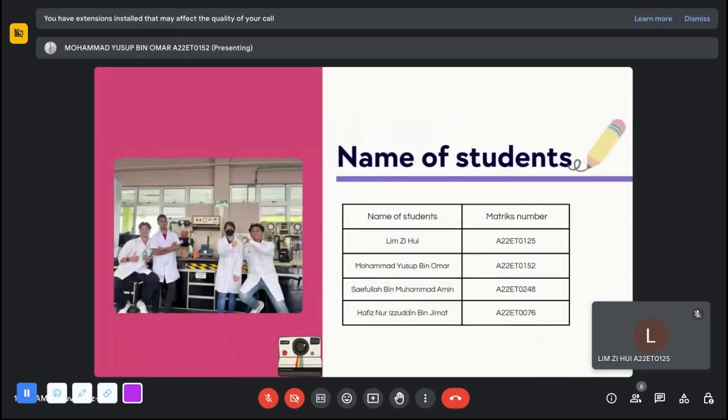This is the name of the students for our group: we have Lim Zehui, Muhammad Yusuf bin Omar, Saifullah Muamin, and Hafiz Nur Izzuddin bin Jimat.